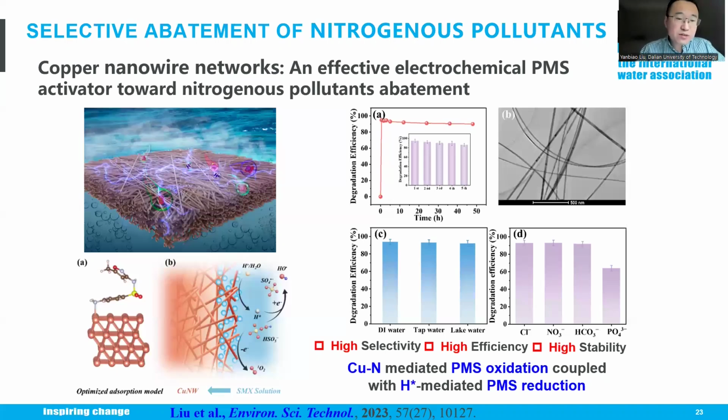So this system couples copper-nitrogen bond mediated oxidation and atomic hydrogen mediated PMS reduction, so that PMS can be decomposed very effectively. Another advantage of this technology is that it is highly selective to only nitrogenous pollutants. We have tried about 15 compounds. Only those with nitrogen sites can be effectively degraded with very high efficiency and high stability.